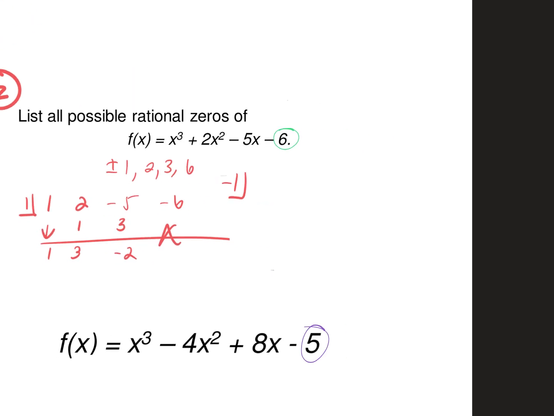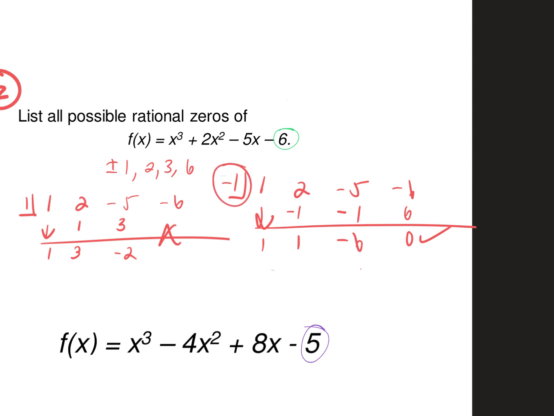Try negative 1. 1, 2, negative 5, negative 6. 1 times negative 1, negative 1. 2 and negative 1, 1. 1 times negative 1, negative 1. Negative 5 and negative 1, negative 6. Negative 6 and negative 1... sorry, negative 6 and positive 6, so I have 0. What did you guys just show me? That's a factor. X equals negative 1.